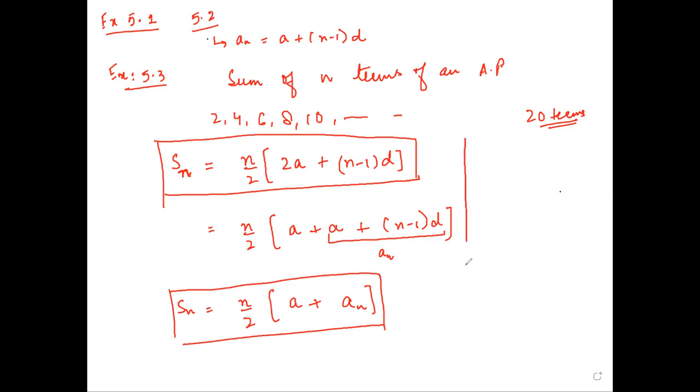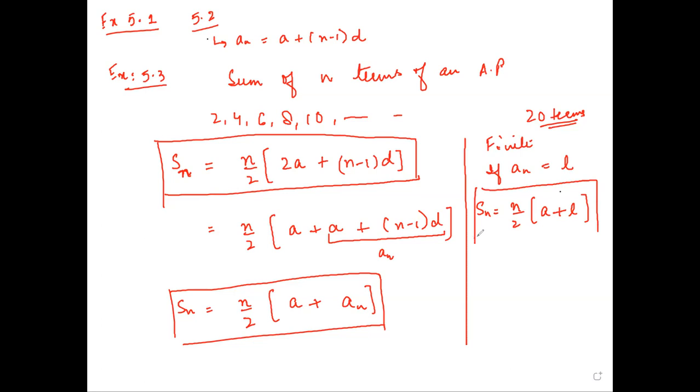Now, if your AP is finite, there's a last term which is given. For a finite AP, the last term is always given. So if your an is actually your last term L, we can write Sn is equal to n by 2 into a plus L. This is also one way of writing this formula.